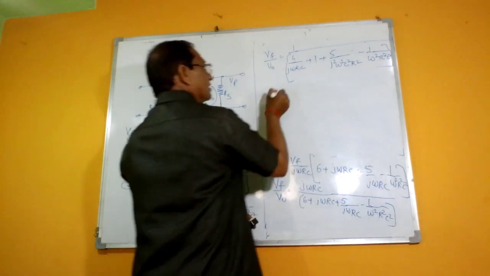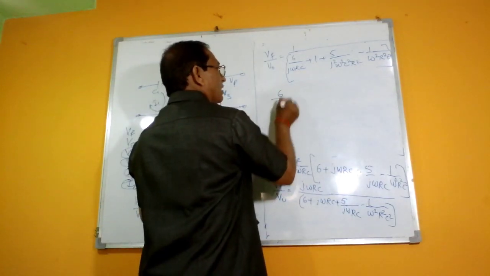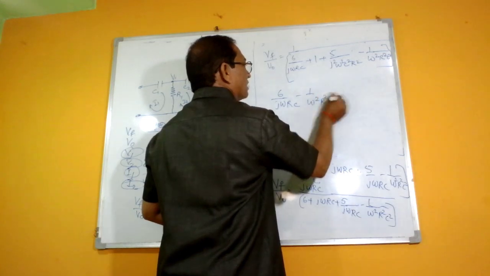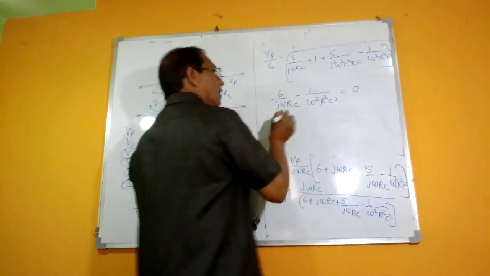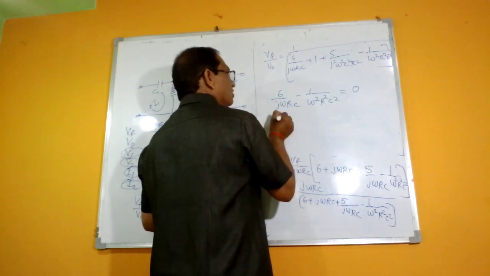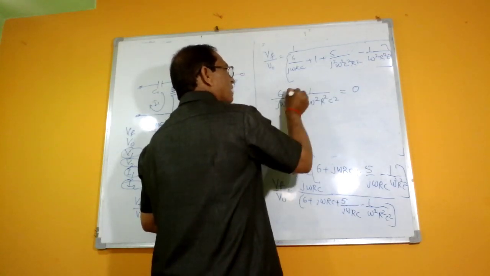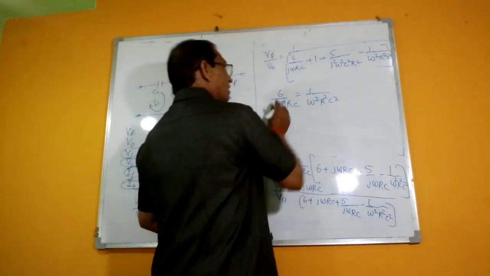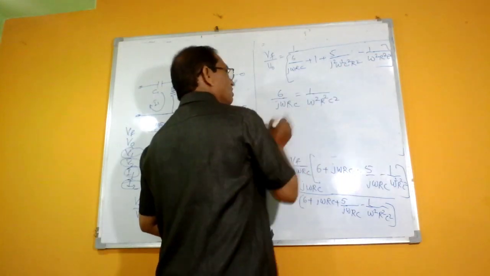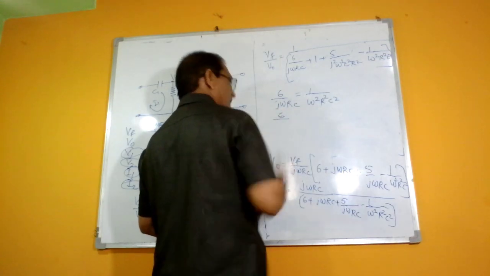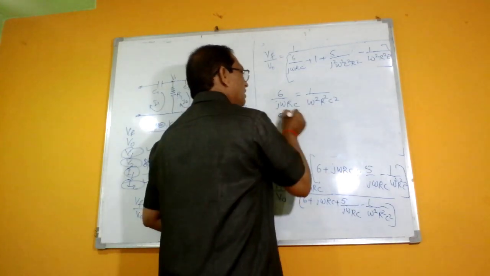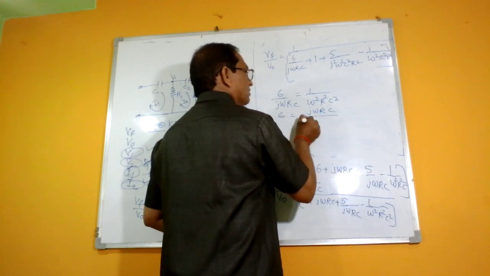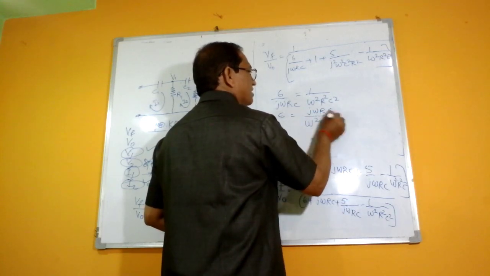Therefore this 6 upon jωRC minus 1 over ω²R²C² will go to 0. And if we shift this term to the right hand side, this will be 6 over jωRC equal to 1 over ω²R²C². If we shift this jωRC to the right hand side, this will be 6 equals jωRC upon ω²R²C², right?